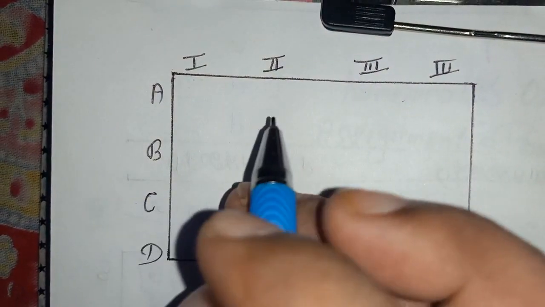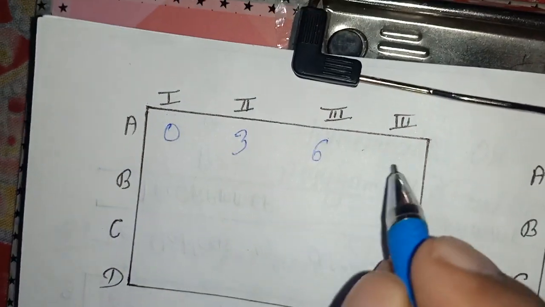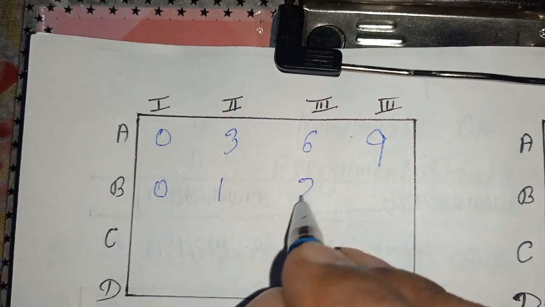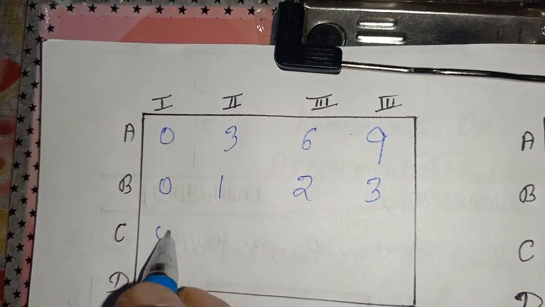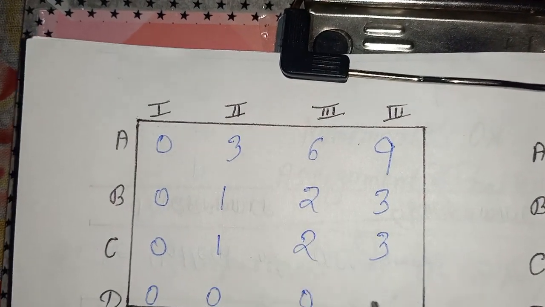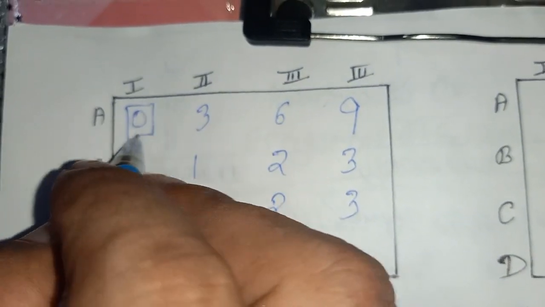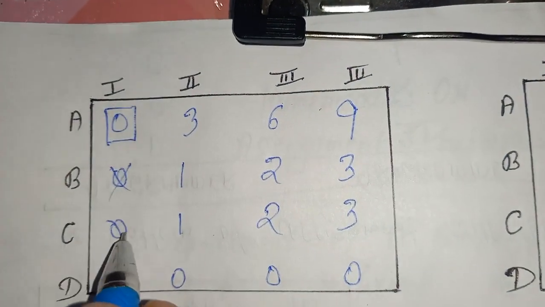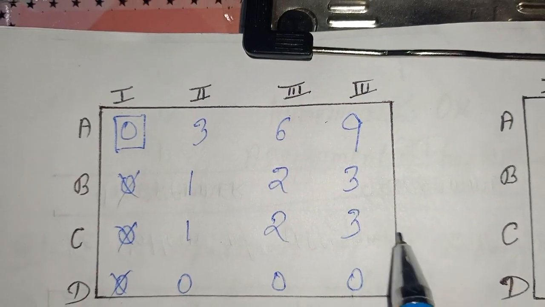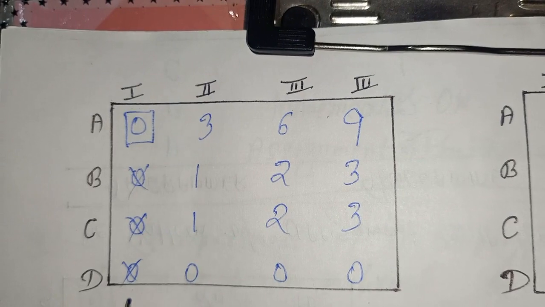Let's copy the previous table. 0, 3, 6, 9; 0, 1, 2, 3; 0, 1, 2, 3; 0, 0, 0, 0. Make assignment. In the first row, there is a single 0. Make the assignment and cross off all the corresponding column elements. No 0 is there, no 0 is there, 3 zeros are there, 4 zeros are there. Come to the columns. Assignment done.